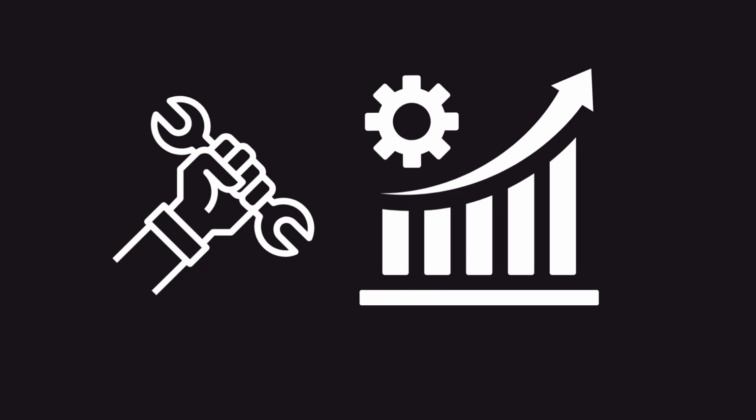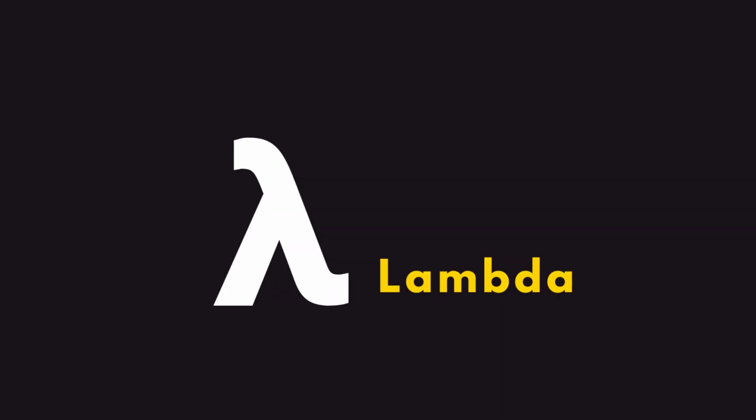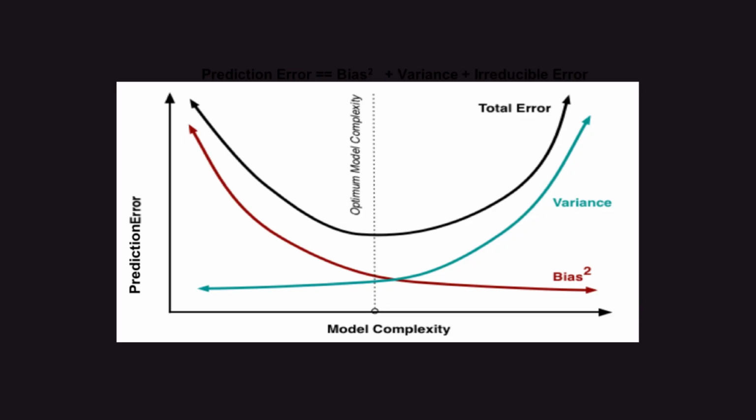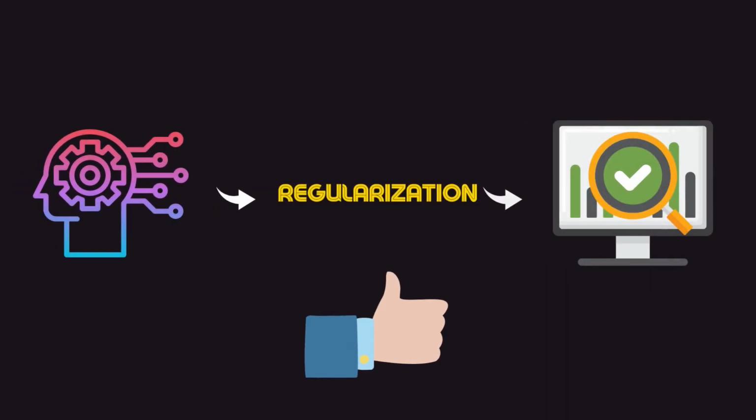Both L1 and L2 regularization can be tuned using a hyperparameter called lambda, which controls the trade off between fitting the training data and keeping the model simple. By adding regularization to a model, we can improve its performance on new unseen data and prevent overfitting.